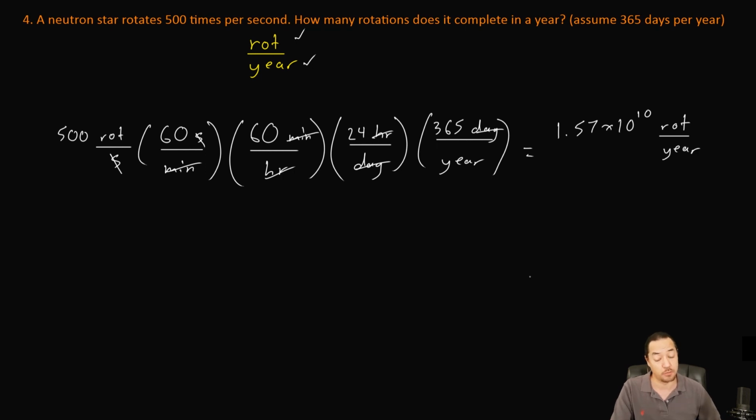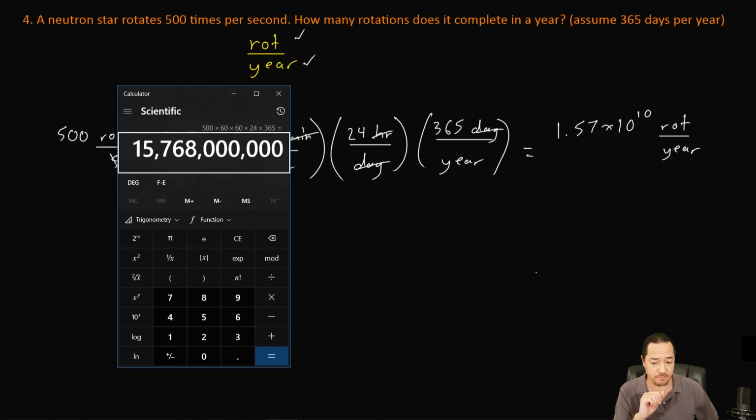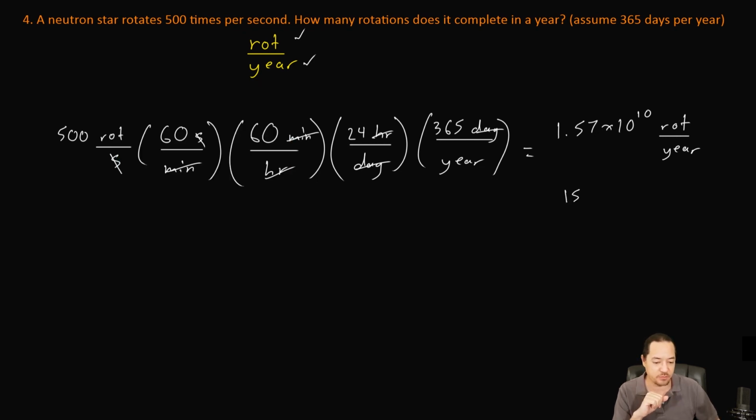But if we were using prefixes, what would this be? How many rotations would this be? Well, 1,000 rotations would be a kilorotation, right? 1,000,000 rotations would be a megarotation, and 1,000,000,000 rotations would be a gigarotation. And so this could also be written as 15.7 gigarotations per year. Not a very standard unit of measurement, but it works. So that answers question number 4 here.